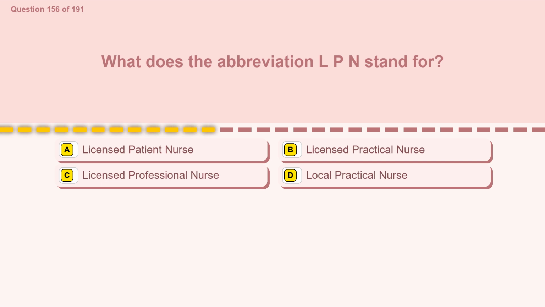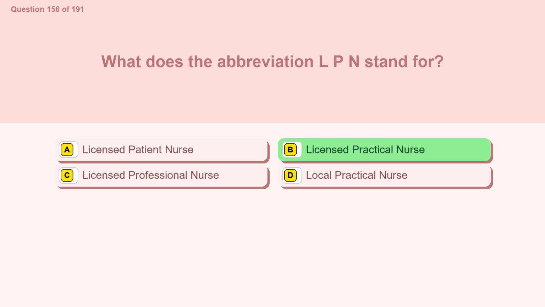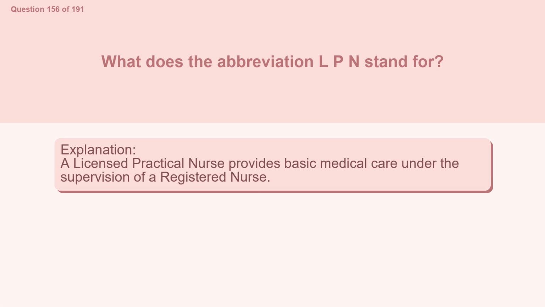Option A, licensed patient nurse. Option B, licensed practical nurse. Option C, licensed professional nurse. Option D, local practical nurse. The correct answer is option B, licensed practical nurse. A licensed practical nurse provides basic medical care under the supervision of a registered nurse.